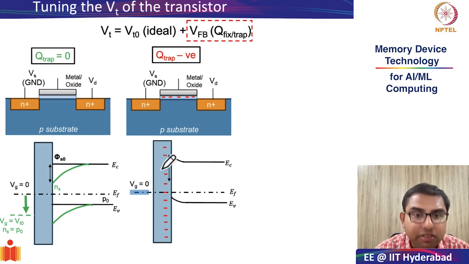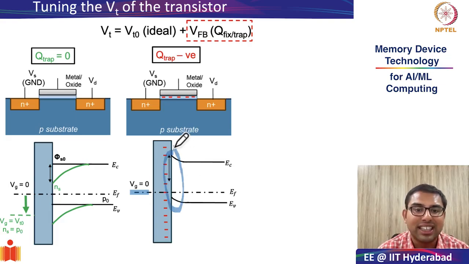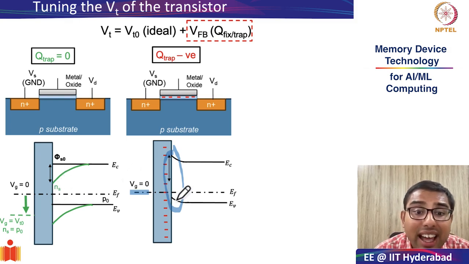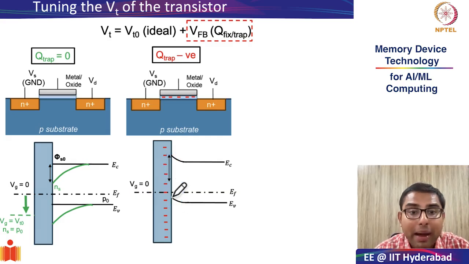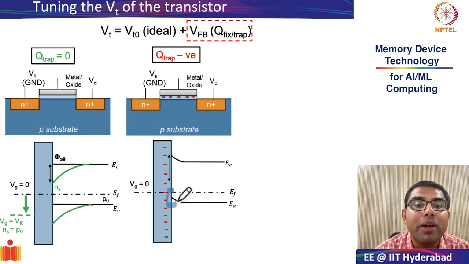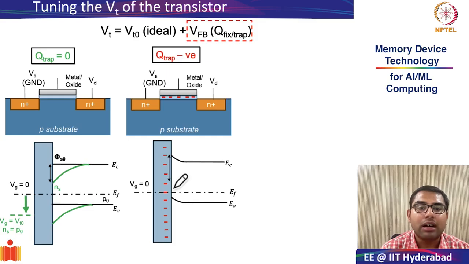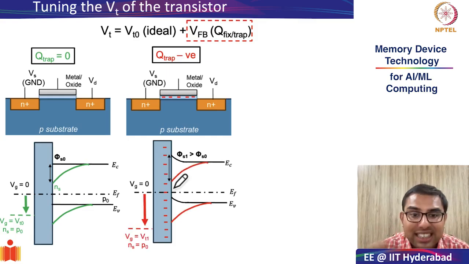Why? When there are negative charges embedded inside the oxide, it will cause an induction of positive charges near the surface. So earlier, as you see, the number of electrons near the surface was low. Now they are even lesser. Why? Because the bands have moved up and there is an accumulation of holes near the surface. In this kind of a scenario, as you can understand, it will be even more difficult to reach the threshold condition. Why is that the case?